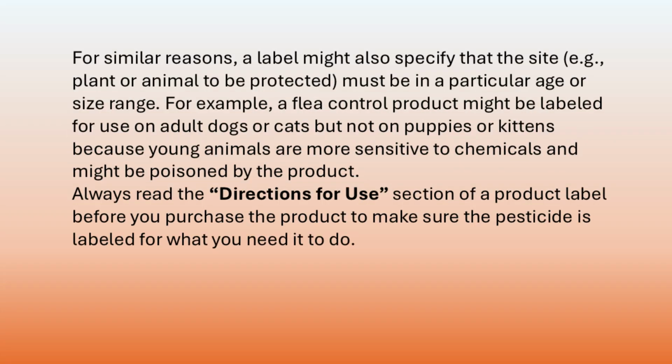For similar reasons, a label might also specify that the site, e.g., plant or animal to be protected, must be in a particular age or size range. For example, a flea control product might be labeled for use on adult dogs or cats, but not on puppies or kittens, because young animals are more sensitive to chemicals and might be poisoned by the product. Always read the Directions for Use section of a product label before you purchase the product to make sure the pesticide is labeled for what you need it to do.